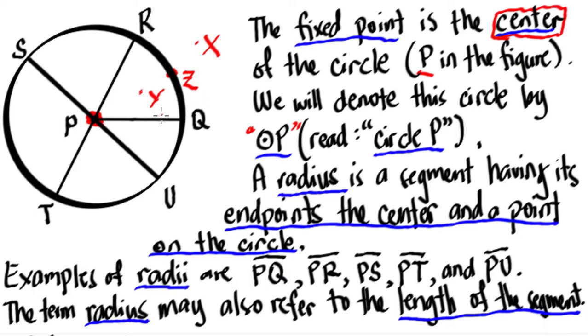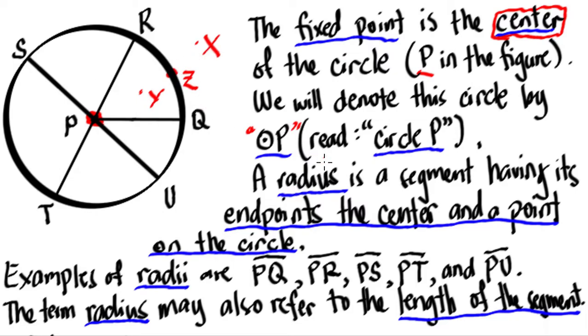So I hope you know the difference. X is outside the circle, Y is inside the circle, or simply in the circle, and Z is on the circle, because it's on the circumference of the circle. We're going to talk about that later. So: outside, inside, on the circle.